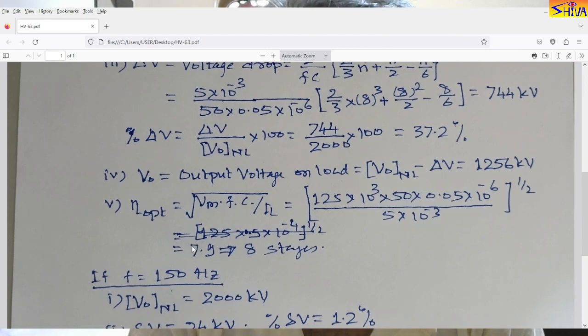So 7.9 is a fraction. So we have to convert this into the corresponding integer. So that is 8 stages. So for optimal performance, number of stages will be 8. It is already having 8 stages. So it is operating with the optimum number of stages.